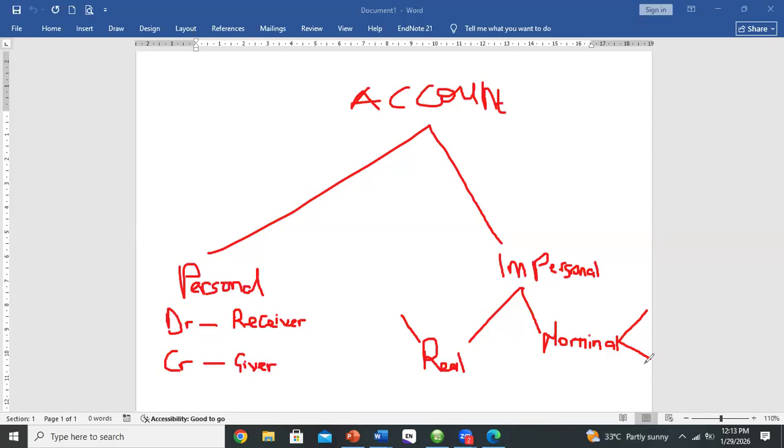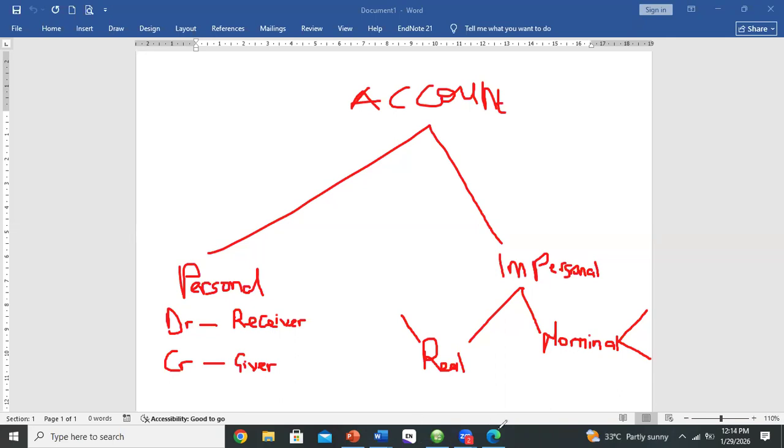So these framework or skeletal issues, I want you to remember, like Nicole said, you need to commit to memory. I don't know how you do it, but I think the personal one is common to us. Debit the receiver, credit the giver.